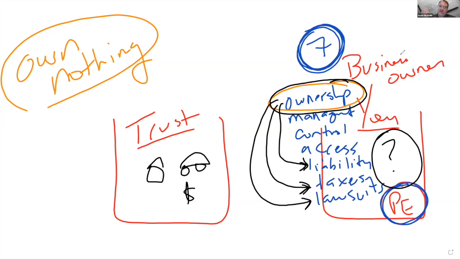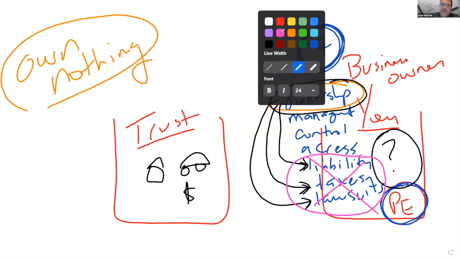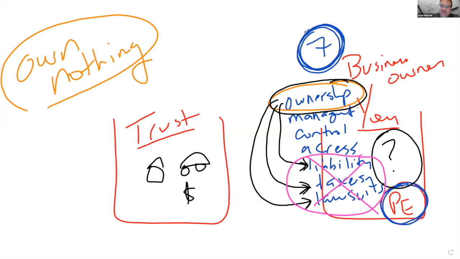The ownership comes with its advantages and disadvantages. So look right here. I just showed you 3 massive disadvantages by being the owner. You're going to have massive liability. You're going to have massive taxes. You're going to have massive lawsuits. If you haven't, you will. There are 3 advantages to being an owner. And I'm going to show you what they are. But I'm going to show you something better. Look right here. Management, control, and access. If you're the owner, you do get management, control, and access.